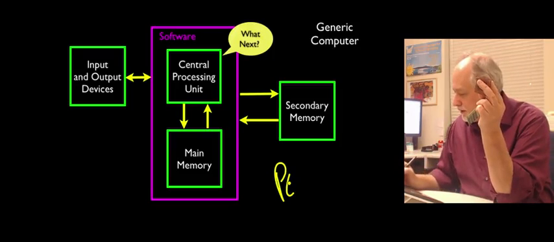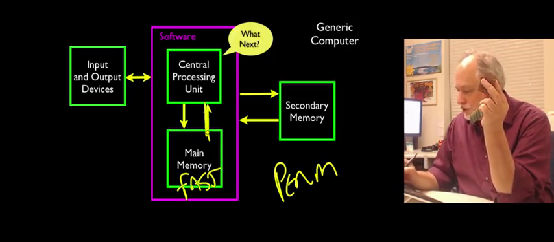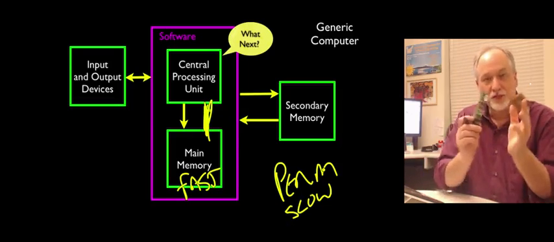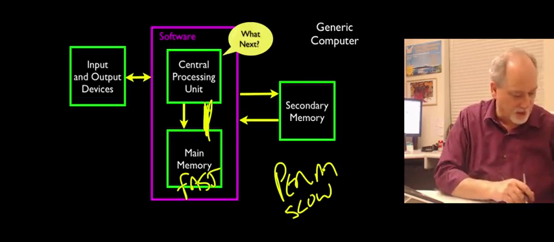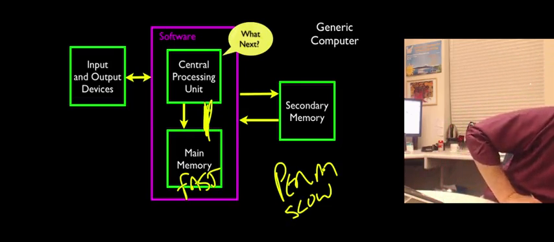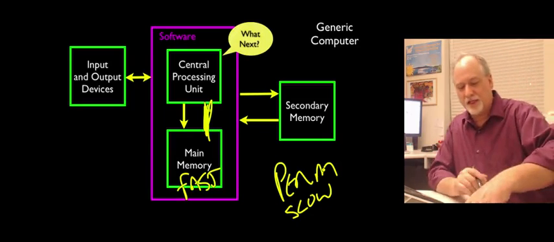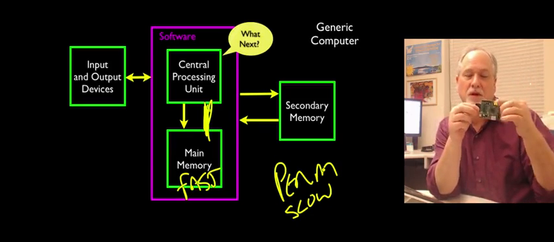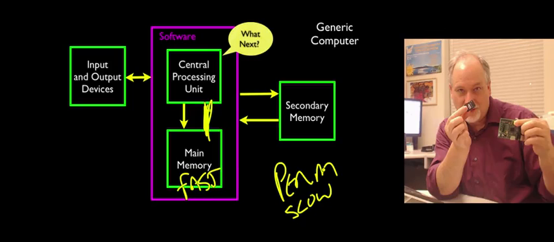This is permanent. This is fast, and it goes really fast. But this is permanent, and this is slower. Okay? So I've got two kinds of secondary memory. Oh, dropped it on the floor. Two kinds of secondary memory. I'll start with the Raspberry Pi. The secondary memory of the Raspberry Pi is this SD card.